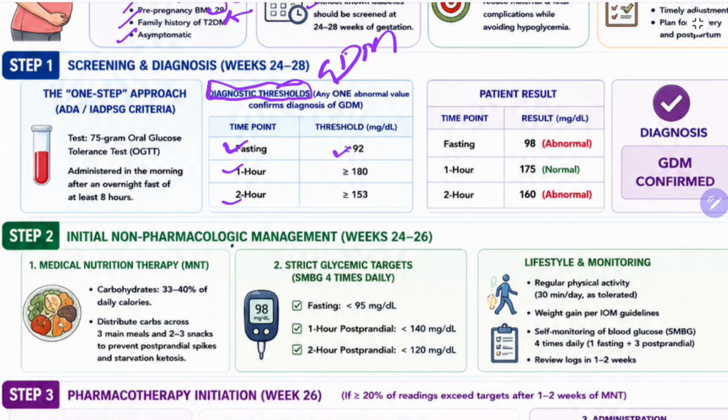In her case, fasting was more than 92. See here it is 98. 1 hour is less than 180, normal. 2 hour is more than 153. See, it is 160. So two things are abnormal. So GDM is confirmed in this case.